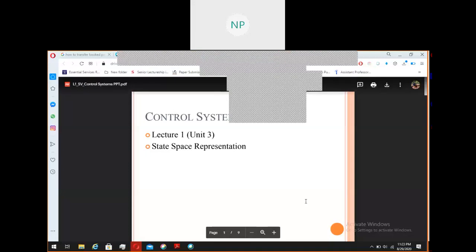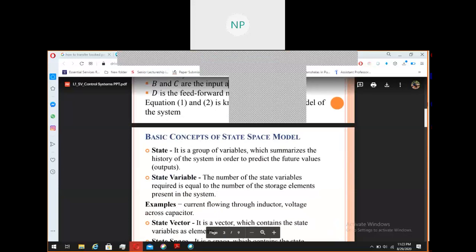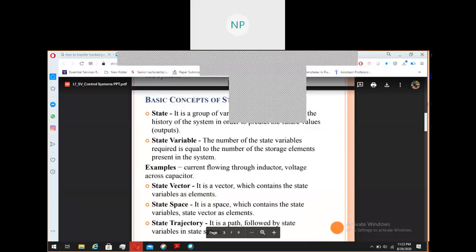So this is the first lecture for unit number 3. This unit is state space representation. In this unit we will study the concept of state, state variable, state vector, state space, state trajectory and state model.